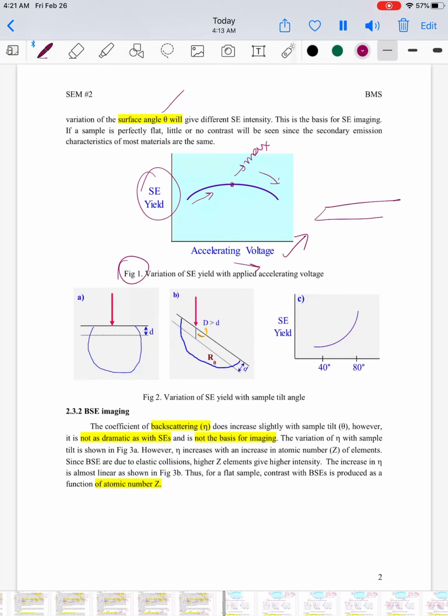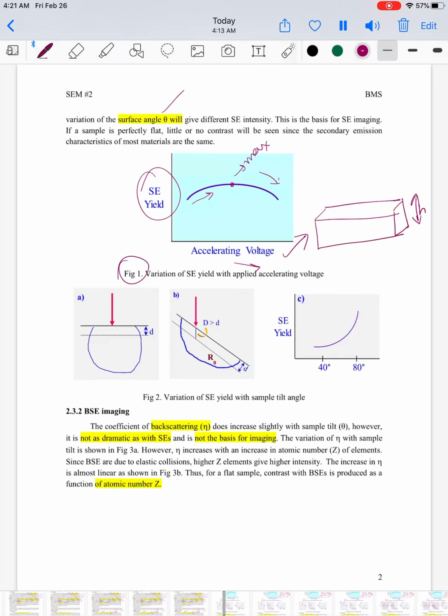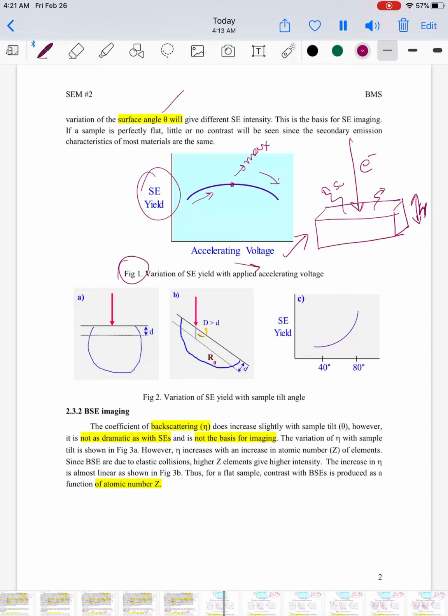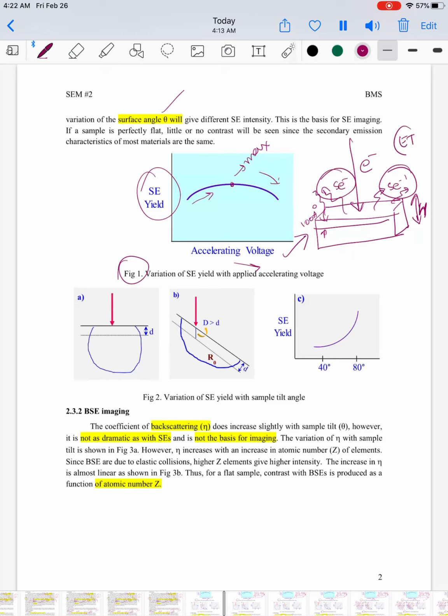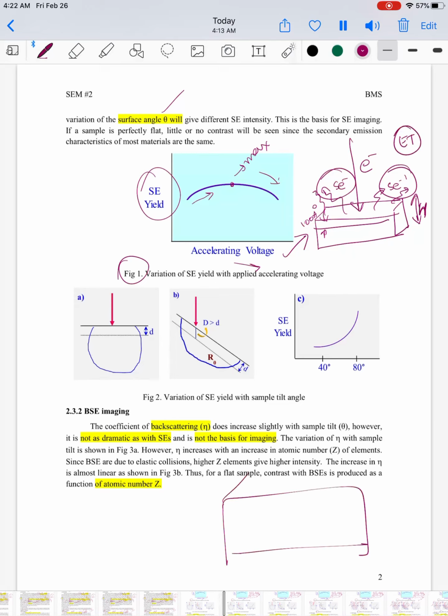Let's assume that we have a test sample. This is the thickness, h, the height of the sample. When an electron beam comes and hits the sample, let's worry only about secondary electrons. Secondary electrons are generated. If they are generated from the top 100 angstrom, they come out of the sample. If they come out, we can detect them. They are sucked by the ET detector and thus detected.